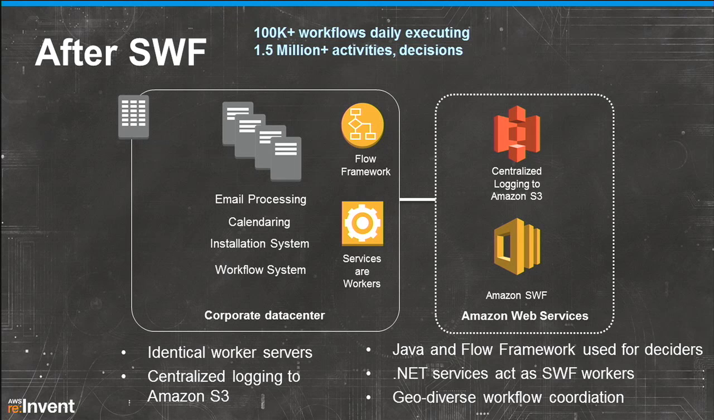After Simple Workflow, ConnectWise runs over 100,000 workflows a day and runs over 1.5 million activities and decisions using Simple Workflow. They have homogeneous worker servers now that do the processing work. So scaling for them is a different beast. They can simply add machines with a workflow engine that is consistent across all of those machines. They have centralized logging to Amazon S3, and they have geodiverse workflows with a very heterogeneous technology architecture.